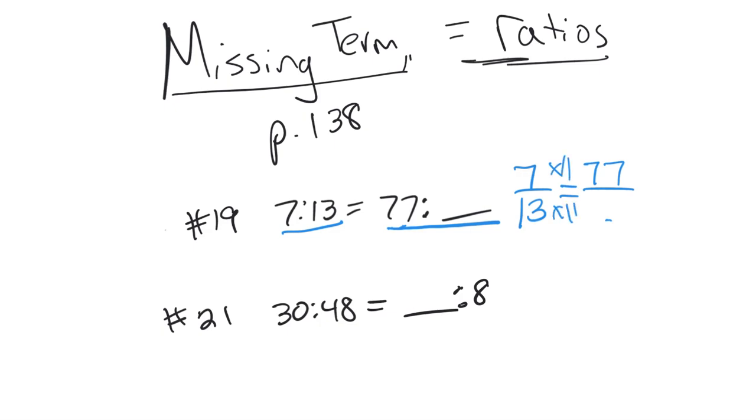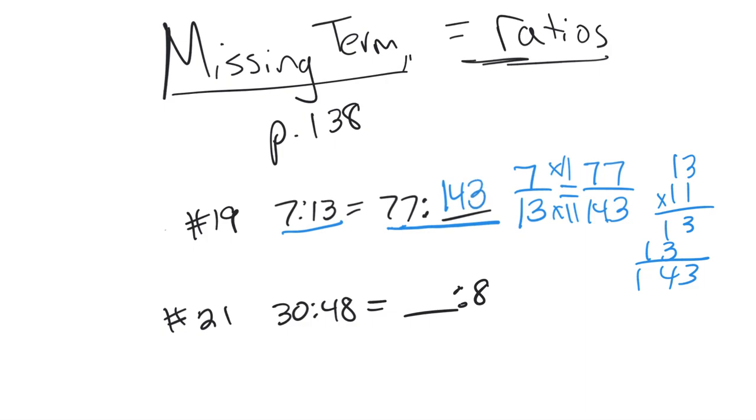So then we do 13 times 11, and I'm going to do that off to the side. Always show how you're solving this stuff. 13 times 1, 13 times 1, and so we have 143. So the missing number is 143.